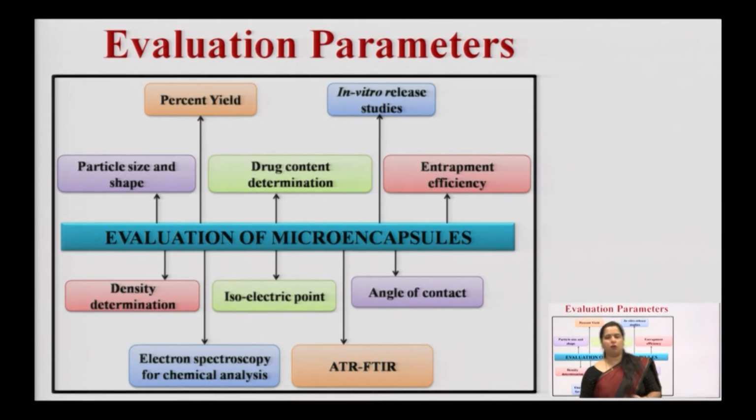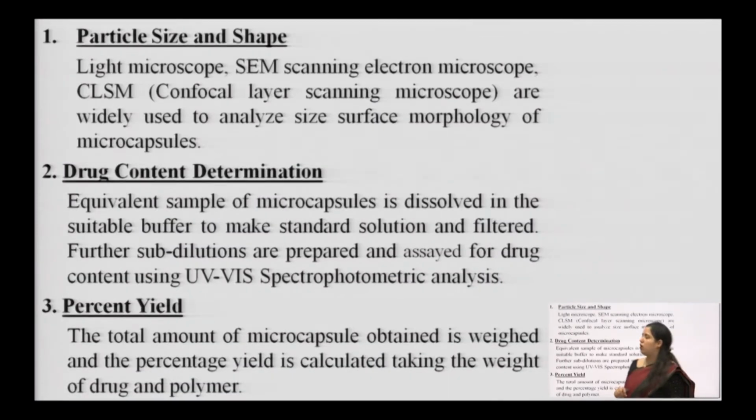For example, magnetic microspheres. In the case of magnetic microspheres, we can have some different kinds of evaluation parameters to check whether the magnetic properties are present in the microspheres or not. So, it goes with the variety or nature of the microspheres we prepare. If we talk about the generalized evaluation parameters, these are the important parameters which we can do to ensure the quality and nature of the microspheres prepared. Moving on to the next slide, we can look at a single evaluation parameter in detail.